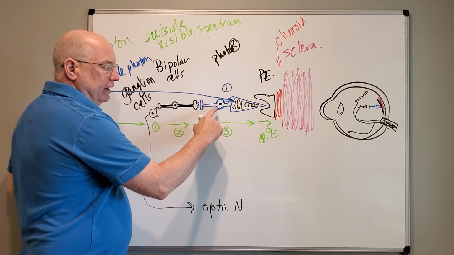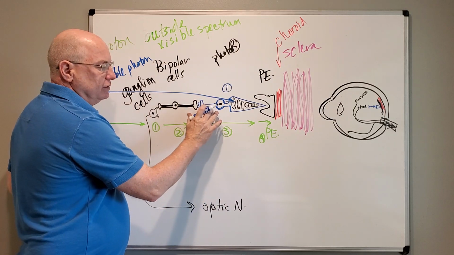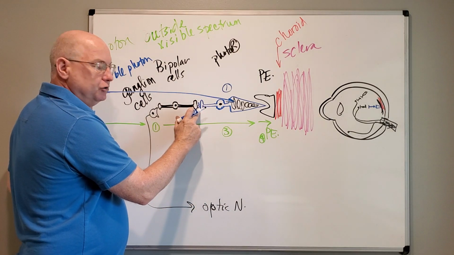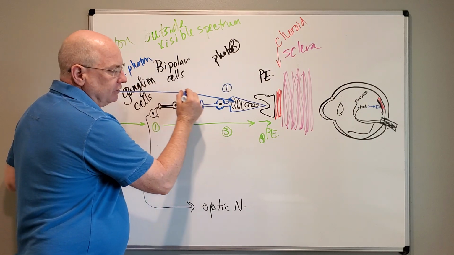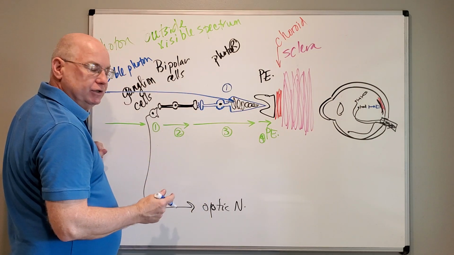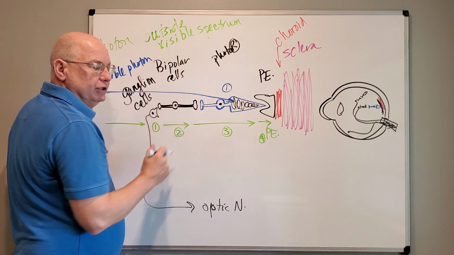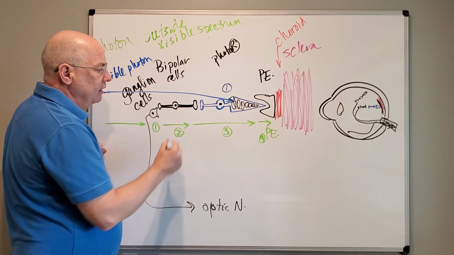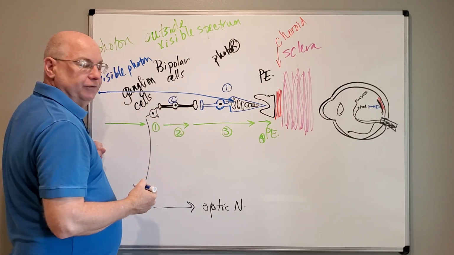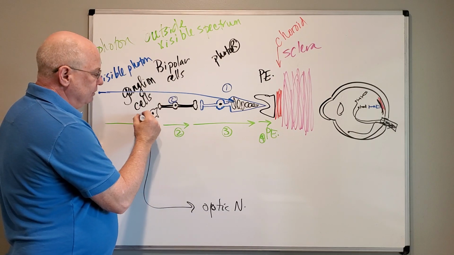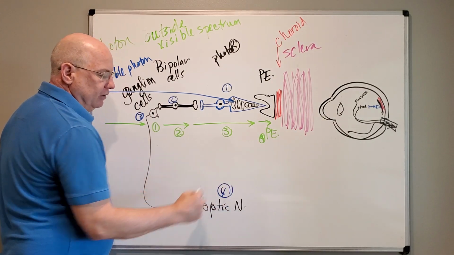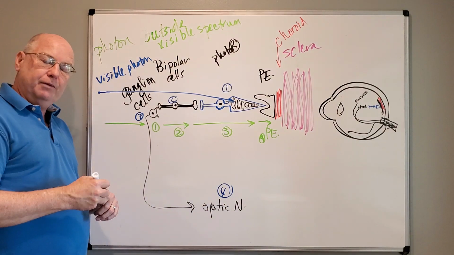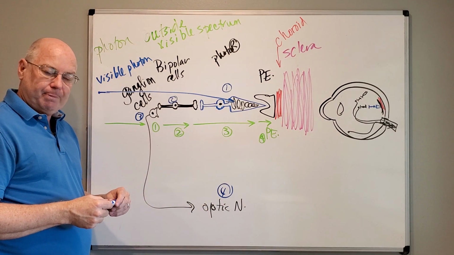But let's say that in a dark room with no photons, this photoreceptor is releasing neurotransmitter telling this cell we can't see anything. When the photon of light is absorbed by the photoreceptor, it stops releasing neurotransmitter. Then the bipolar cell fires an action potential, telling the ganglion cell that it's going to fire an action potential, and then we send the signal out of our optic nerve to our brain.